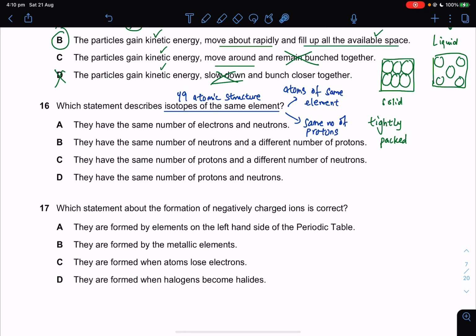You have the same number of protons because you are of the same element. Your identity is the same, that's why your number of protons is the same. But what is different is you have different number of neutrons. So neutrons is not nucleons. Be very careful of your spelling.